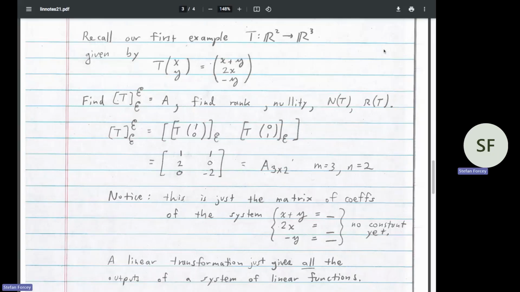Here's another example, actually one we've seen before. It was the first example of a linear transformation from R2 to R3. Back in the notes, we gave it by taking an input vector in R2, (x, y), and getting the output x plus y, 2x, and negative y as the three components of R3. So let's find the rank, the nullity, and the null space and the range of this.